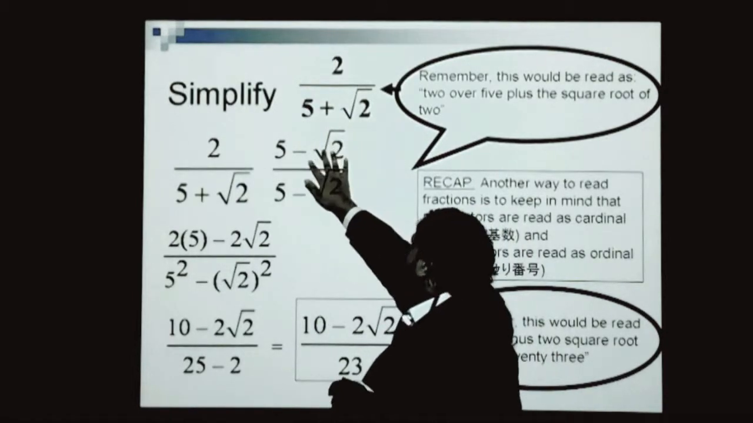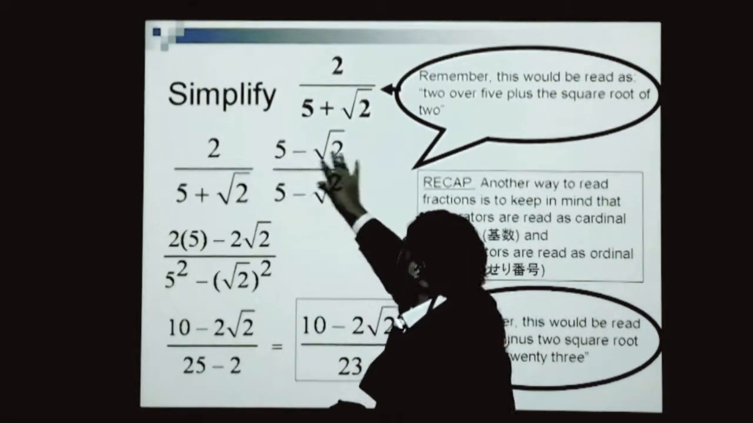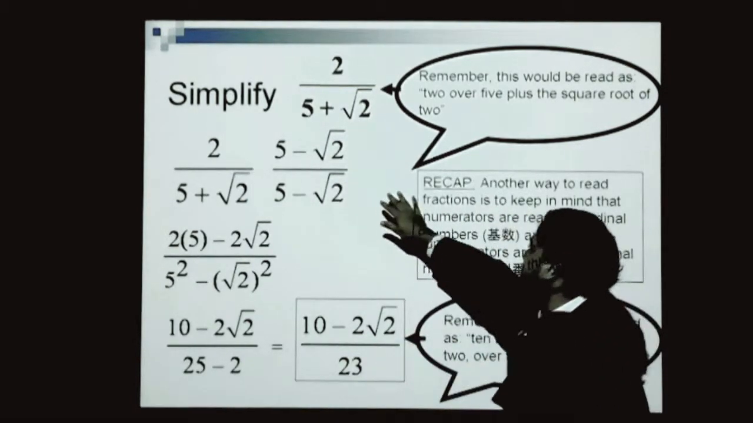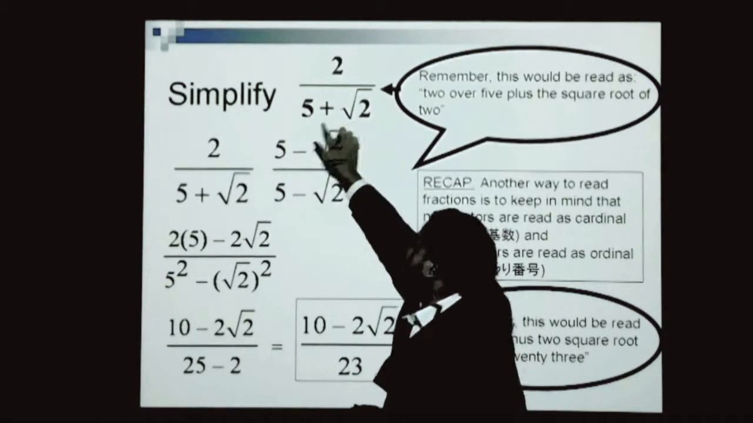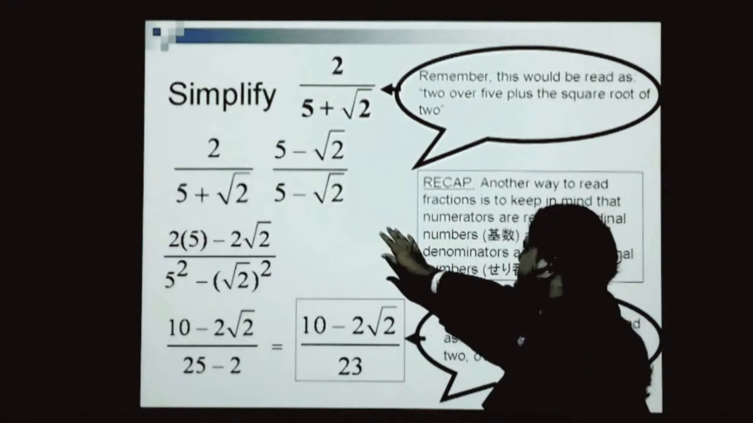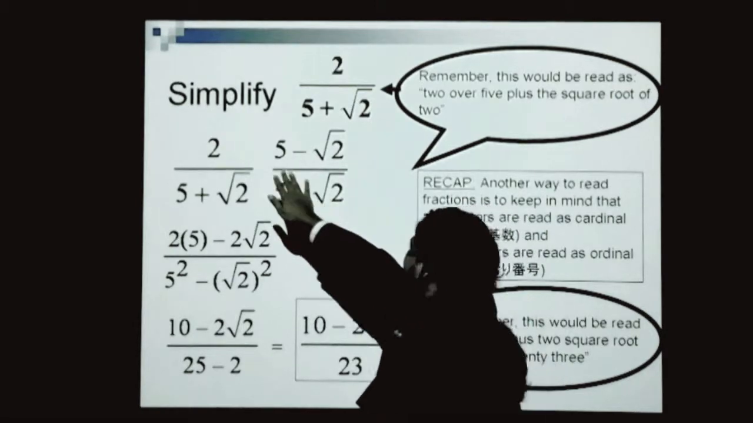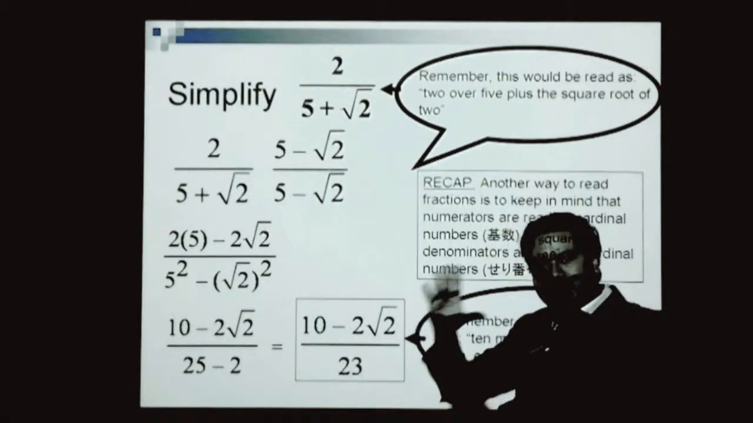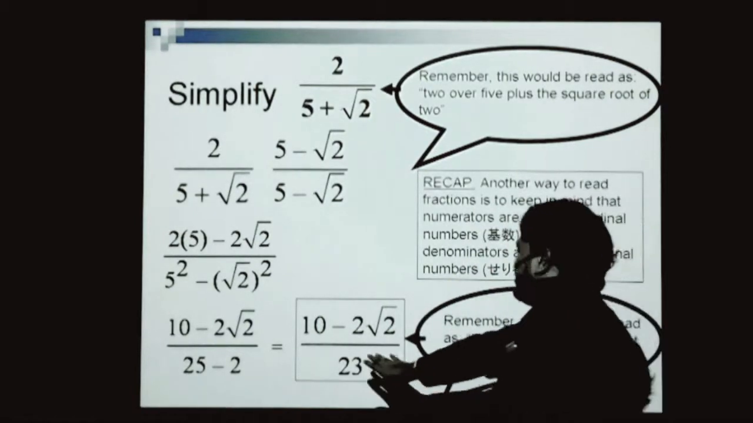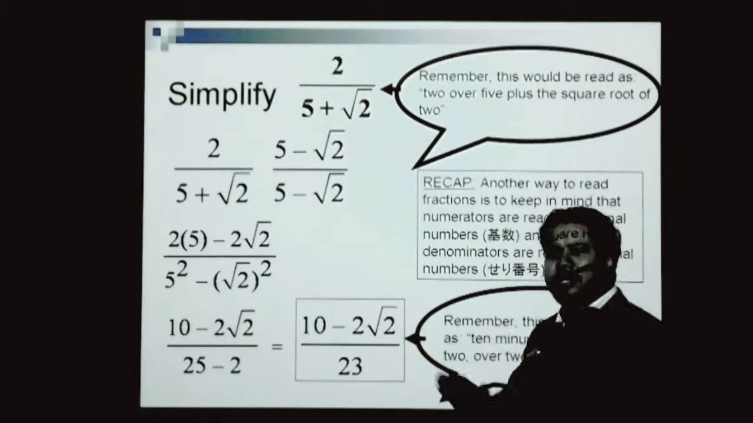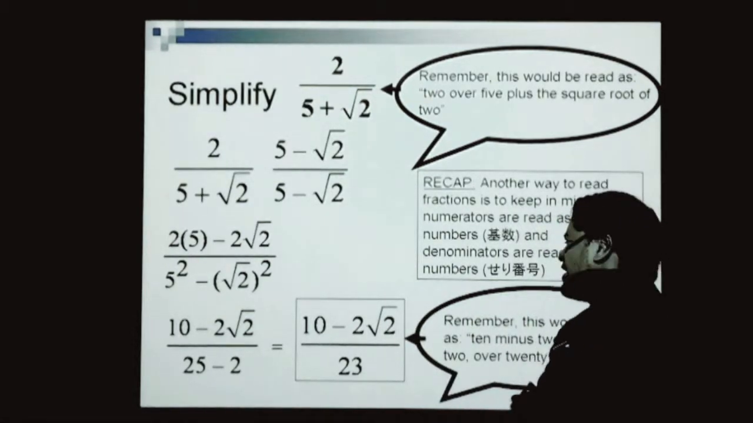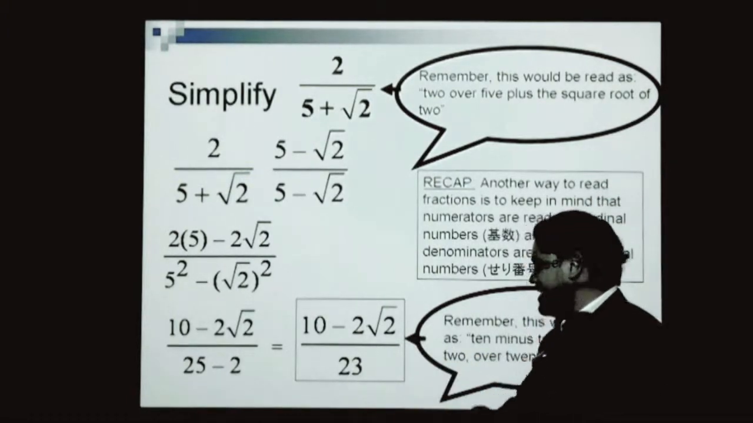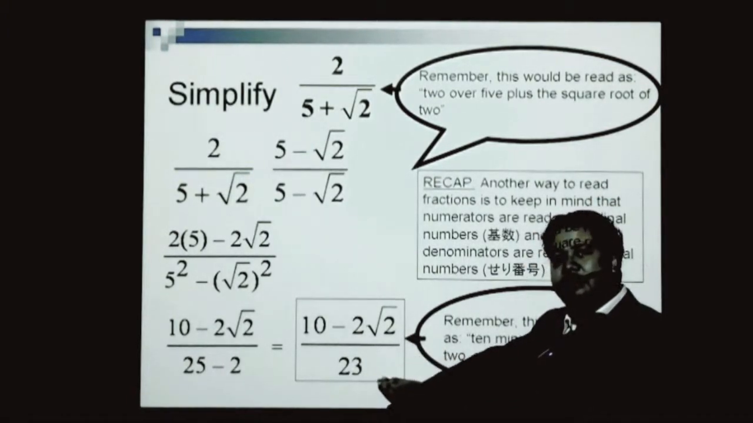So if it's plus, it's take away. The original term multiplied by the conjugate over each other. Okay, can you see? All you've done is just change that plus into a minus. Okay, then you'll end up having to multiply that by that and that by that. Okay, using the FOIL method, combining like terms. And eventually you'll get to the final answer, 10 take away 2 multiplied by the square root of 2 over 23. Okay? It has become rationalized. Why? Because the denominator is a rational number.